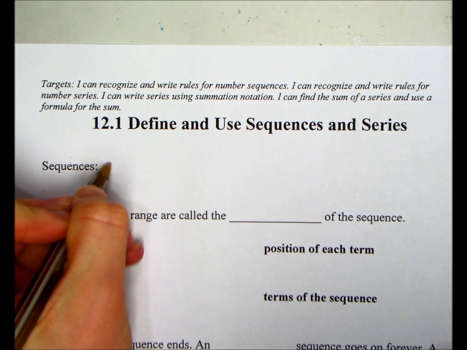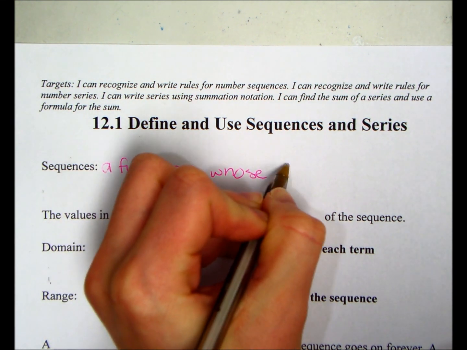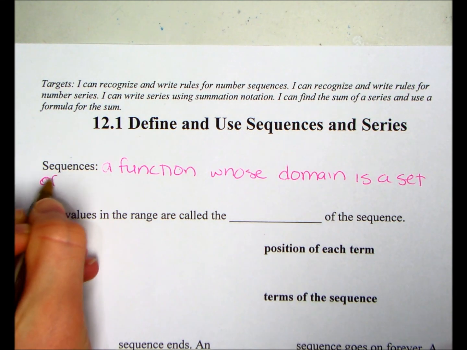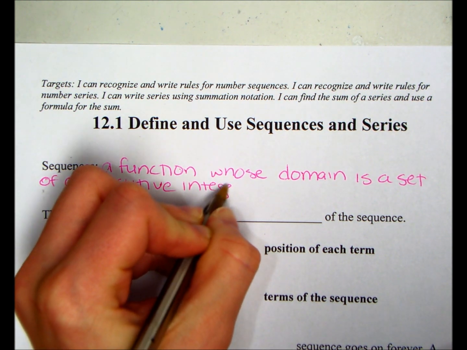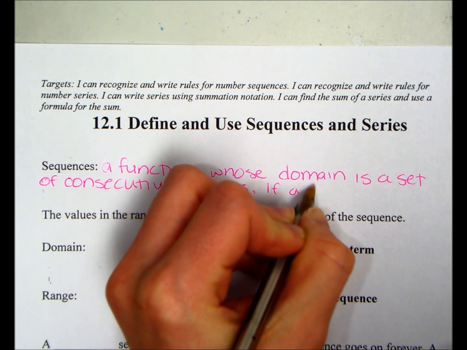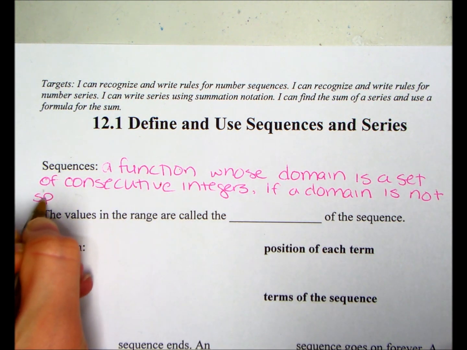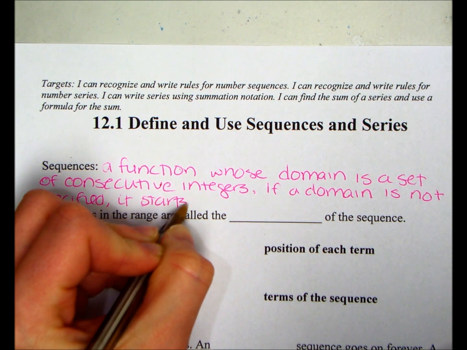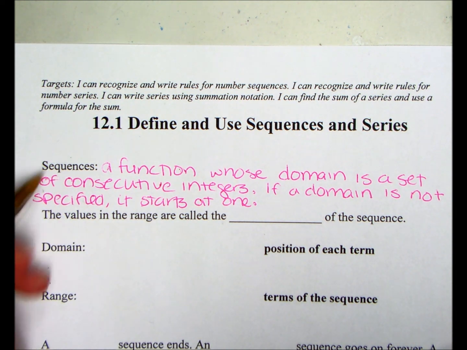So a sequence is a function whose domain is a set of consecutive integers. If a domain is not specified, it starts at 1. So this is a pretty mathy definition. All that this means is that it's a list of numbers that come one after the other.